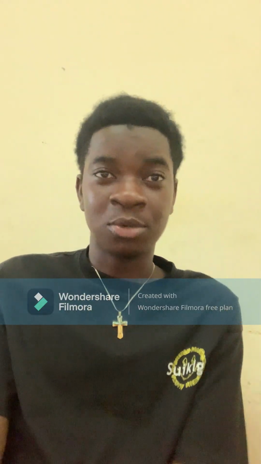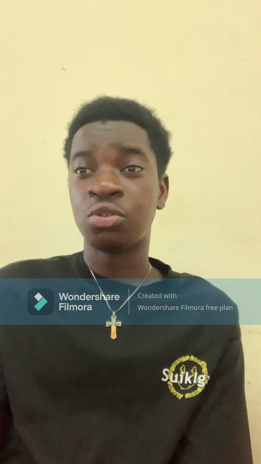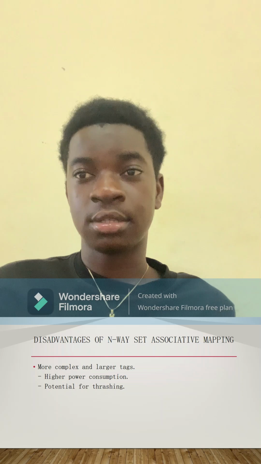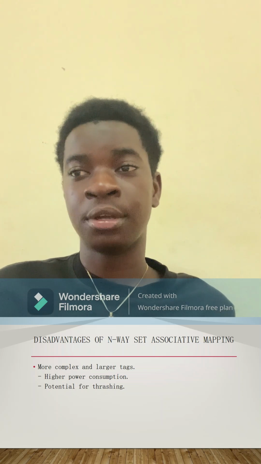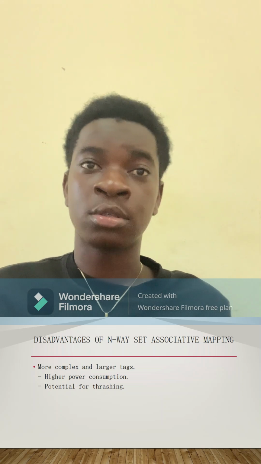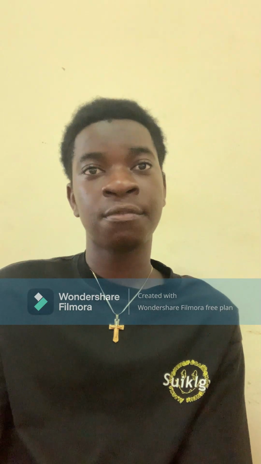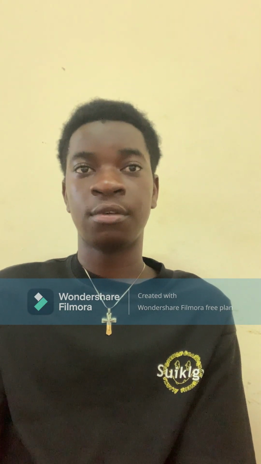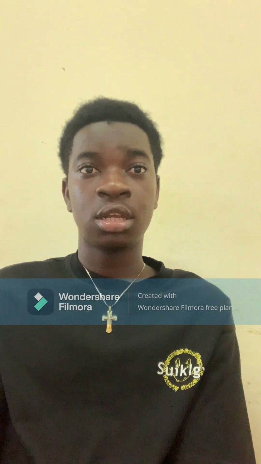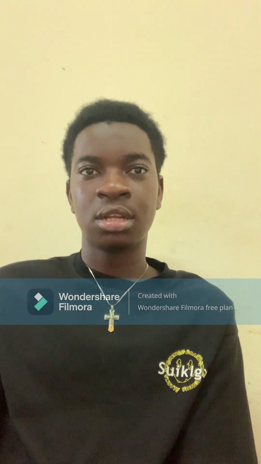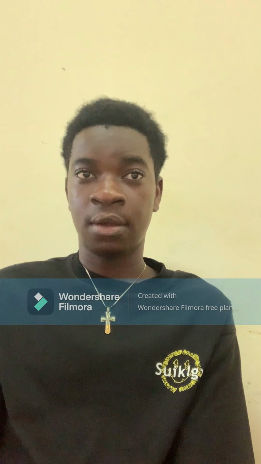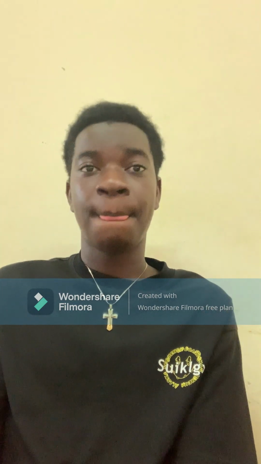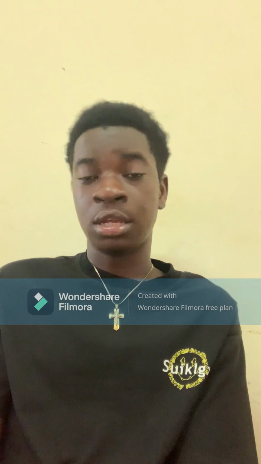Hello everybody, I'm Masadu Junior, and I'll be taking you through the advantages of set associative architecture. The first point is a higher hit rate compared to direct mapped cache. In a set associative cache, each block of memory can map to any one of several cache lines. As a result, the cache can store more data without overwriting existing data, leading to a higher hit rate.